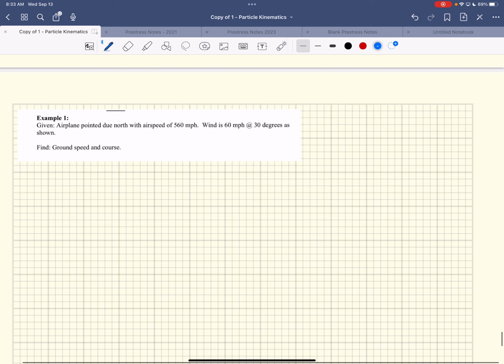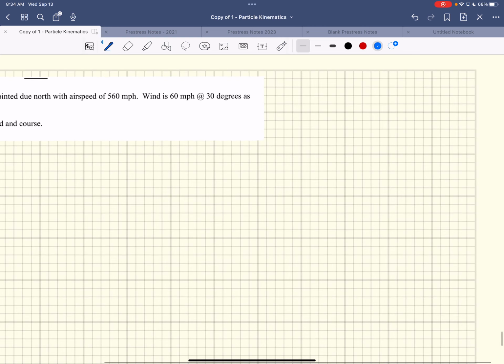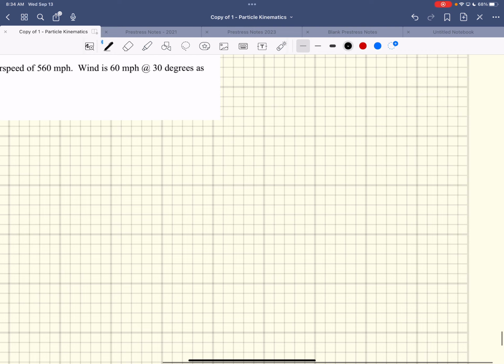What are we doing here? Oh, we have a lot of time. Okay. An airplane is pointed due north with an airspeed of 560 miles per hour. Wind is 60 miles per hour at 30 degrees as shown. We haven't shown it yet. What is the ground speed and course of this airplane? Okay, so let's draw the wind. I haven't drawn the wind yet.